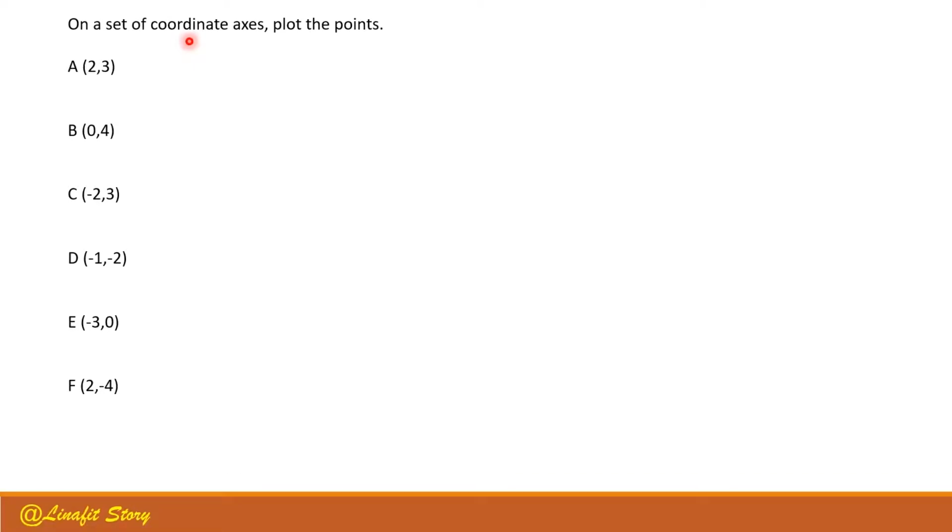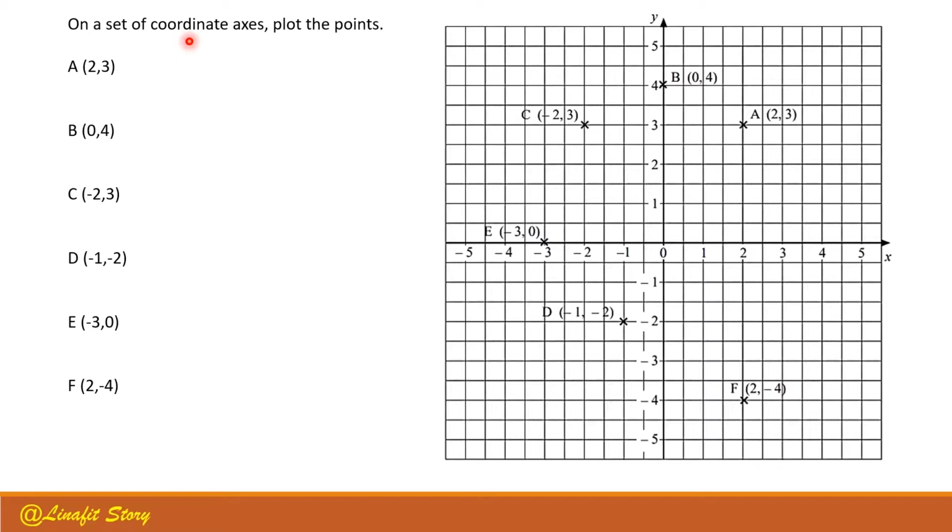On the set of coordinate axes, plot the points A(2, 3), B(0, 4), C(-2, 3), D(-1, -2), E(-3, 0), F(2, -4). So don't forget, we usually identify points by capital letters. So here is A (2, 3), B (0, 4), C (-2, 3), D (-1, -2), E (-3, 0), and F (2, -4).